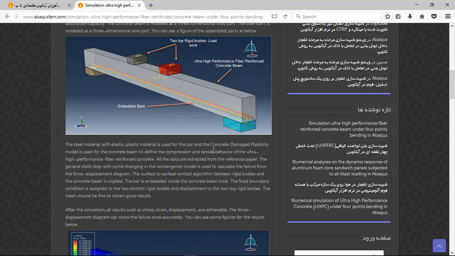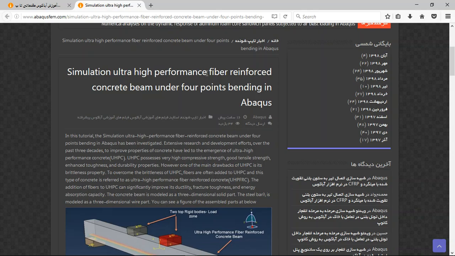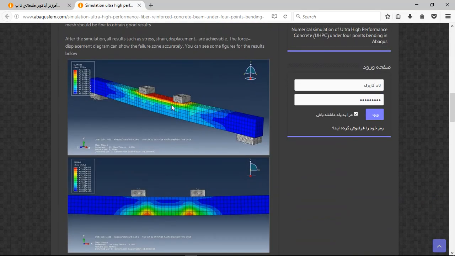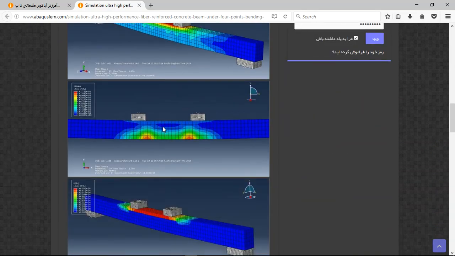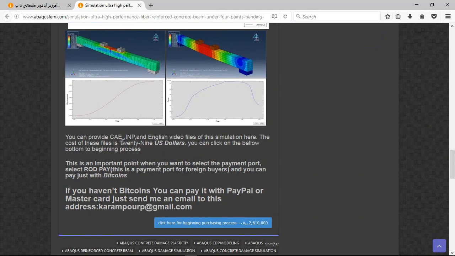Here for this beam we use concrete damage plasticity for modeling the ultra high performance fiber reinforced concrete plasticity model, and the result is this. Here you can see them, and there are three important points here.